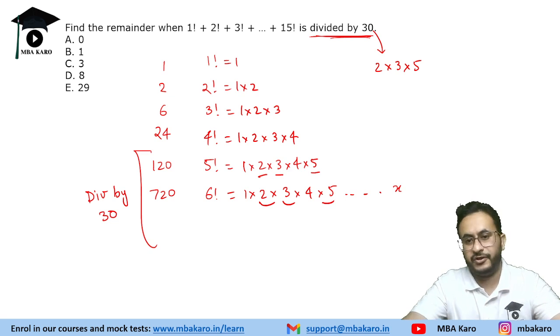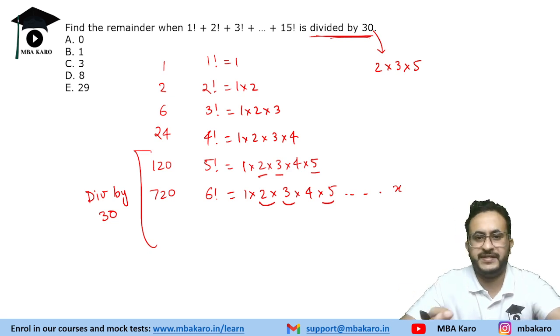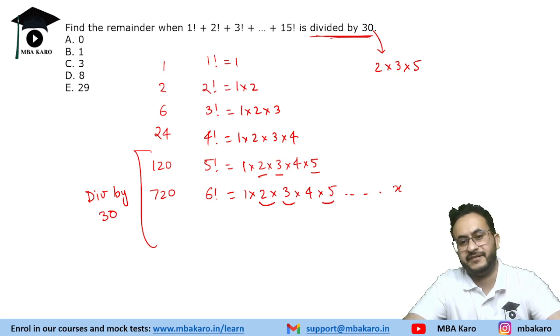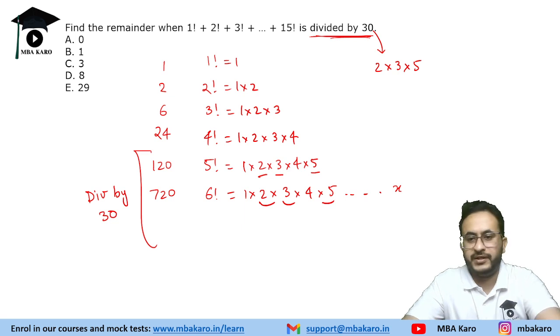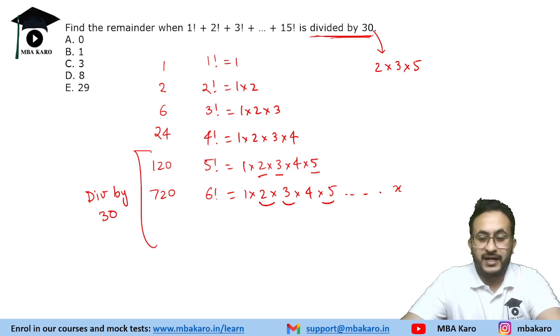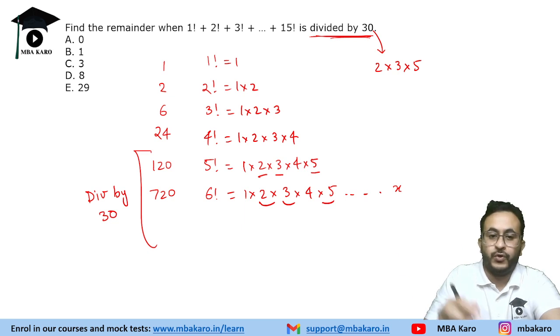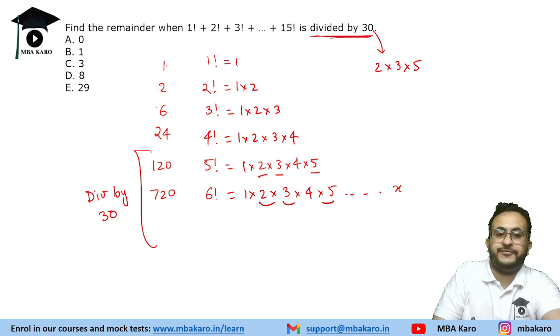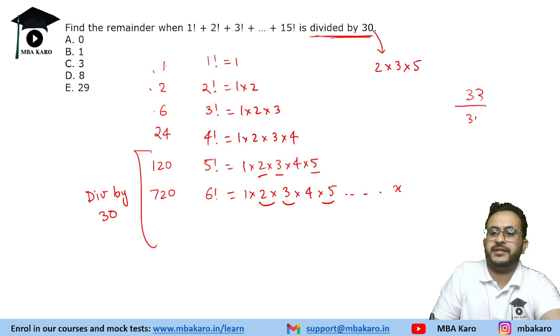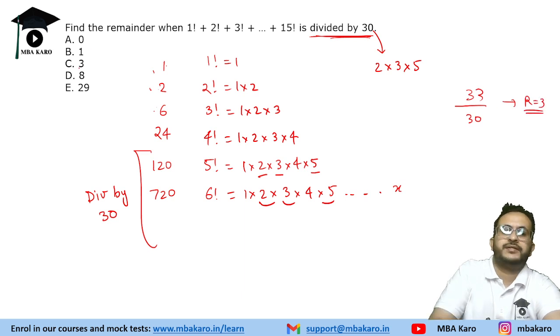So that will not have any impact. So whether it is till 15 factorial, whether it is till 100 factorial, whether it is say 200 factorial, 1000 factorial, the answer will not change. So what we will do, we will just add these four numbers, 33. So 33 when you divide by 30, the remainder is 3. So the answer is 3.